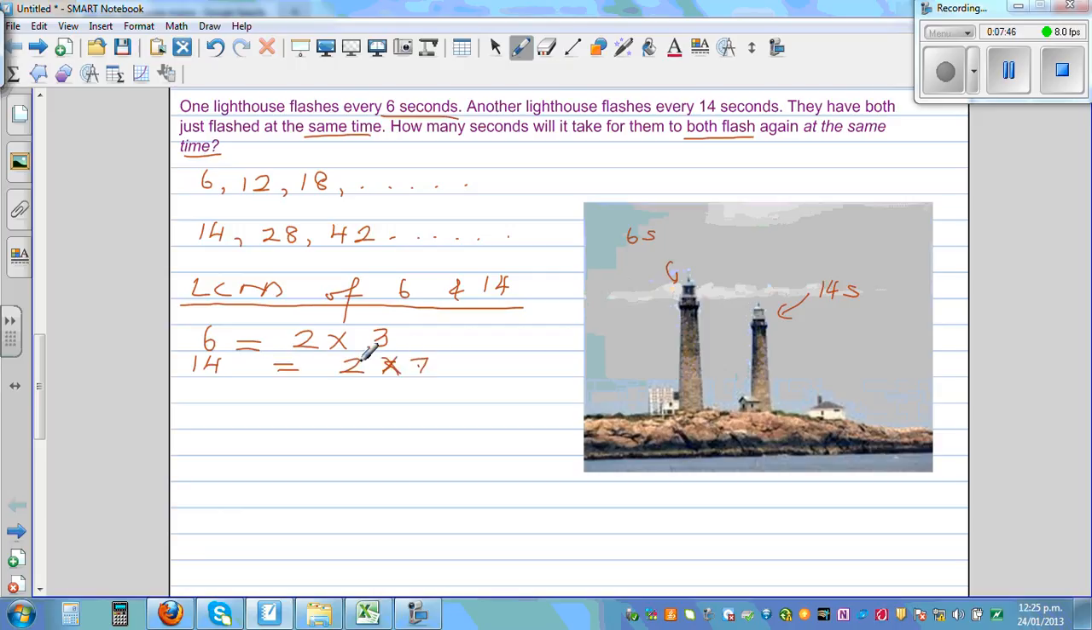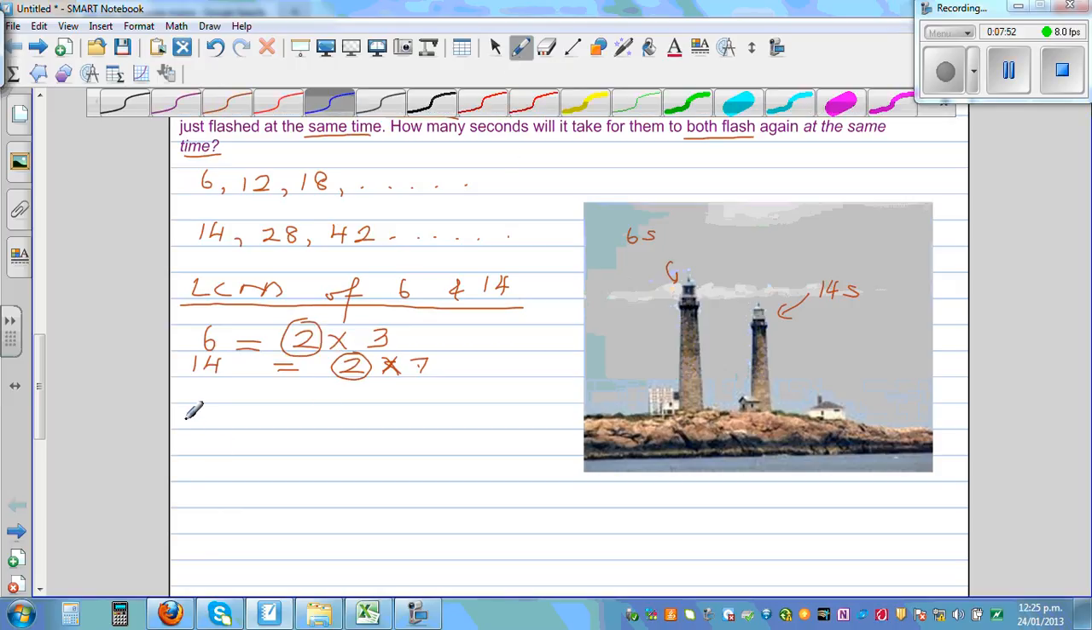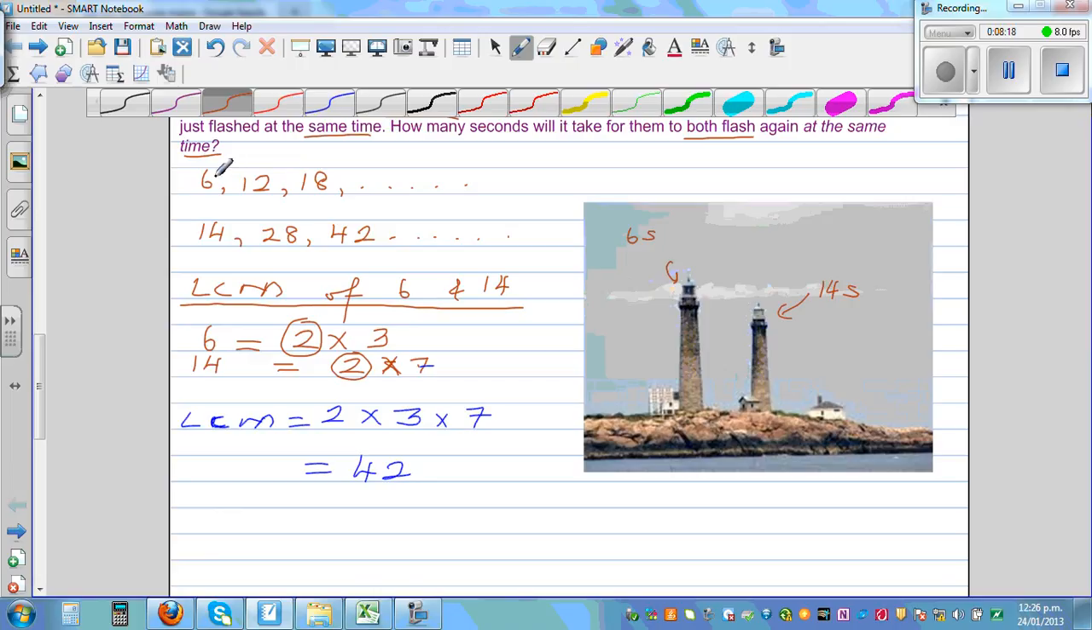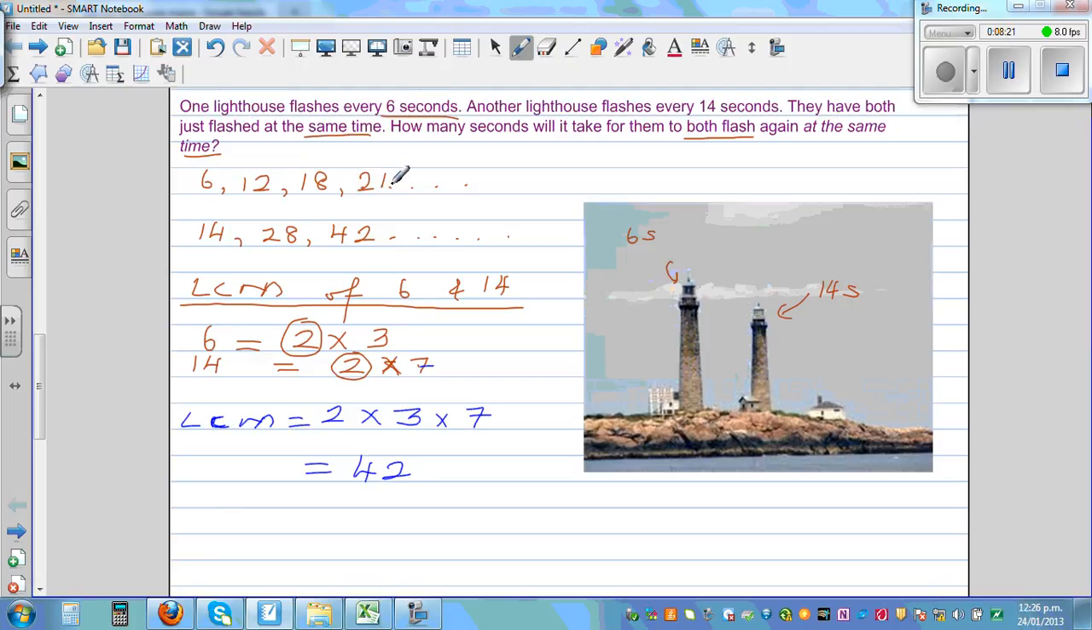First find the common factors, so you don't have to write that twice. So the LCM would be: you write 2 times 3, both the prime factors of the first number, and then from the next number you write only the one which has not been repeated, so times 7, which is 42. And it does make sense. Let's check this. 6 times 1 is 6, 12, 18, 6 times 4 is 24, then 30, 36, and 42. Can you see 42 is the least common multiple?